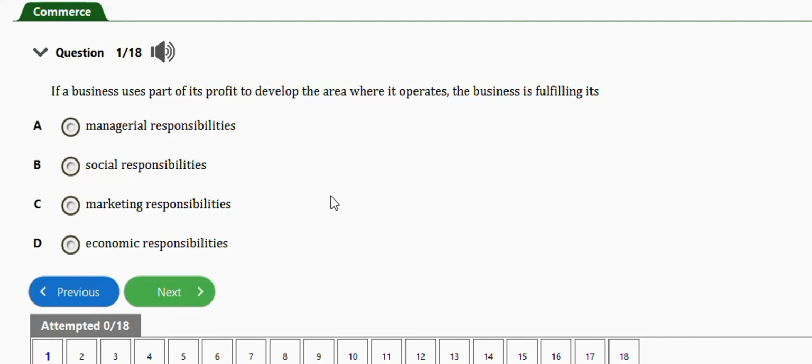Let's get started. The first question says, if a business uses part of its profit to develop the area where it operates, the business is fulfilling its social responsibilities. Option B. Okay, that's the right answer.